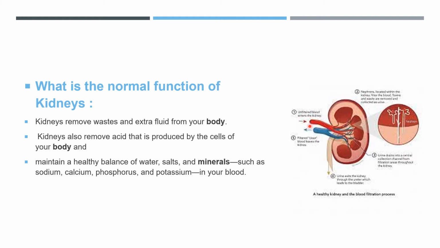So here you can see blood, which is unfiltered blood, enters the kidney and then it enters the nephrons, which are present in the kidney, and blood is filtered here. Here you can see the nephron and its parts. Then the filtered blood moves through these veins and the urine passes through this tube, which is called the ureter.